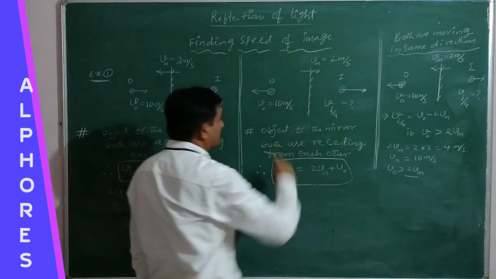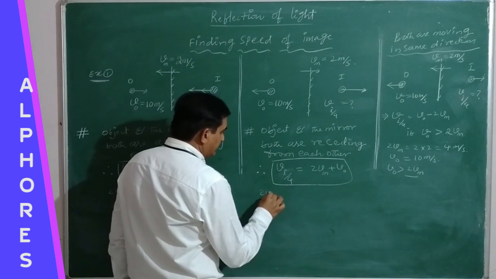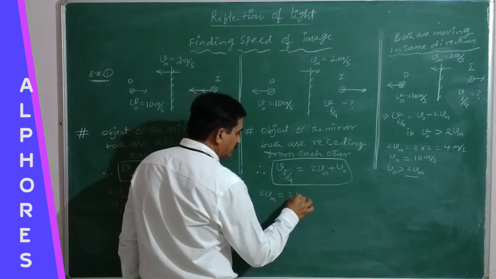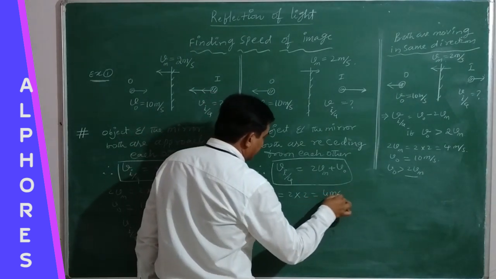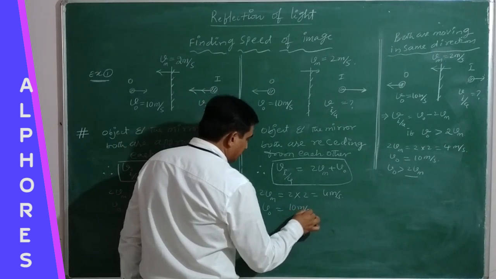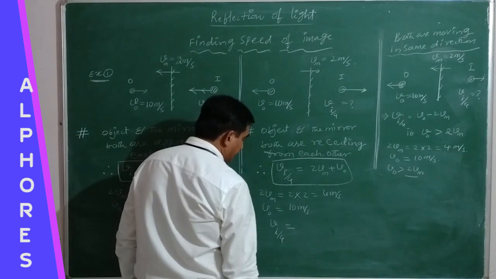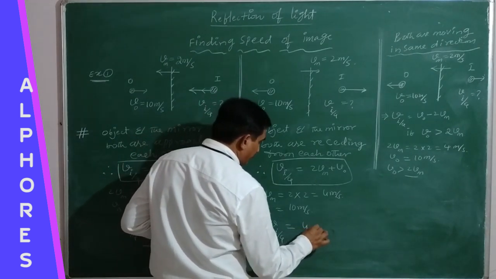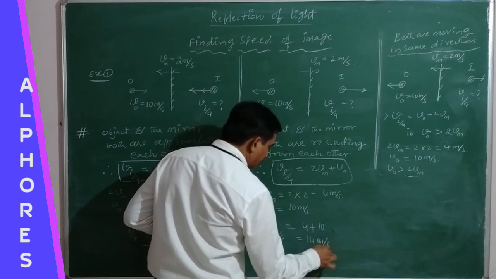Now here the mirror and the object both are receding from each other. In this case 2Vm is calculated, that is equal to 2 into 2, which gives us 4 meter per second. So V0 is 10 meter per second. So as a whole, the final speed of the image formed by the plane mirror is equal to 4 plus 10, which gives us 14 meter per second.